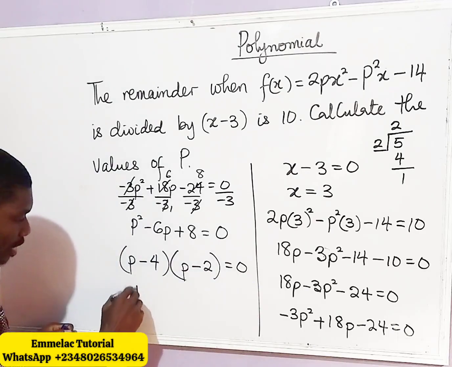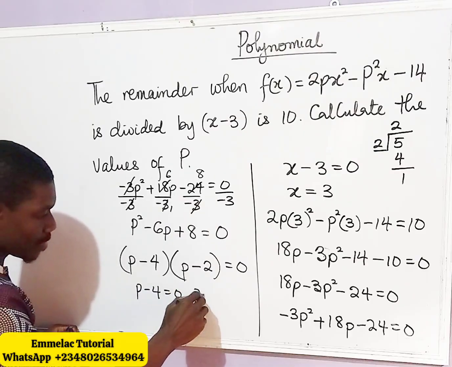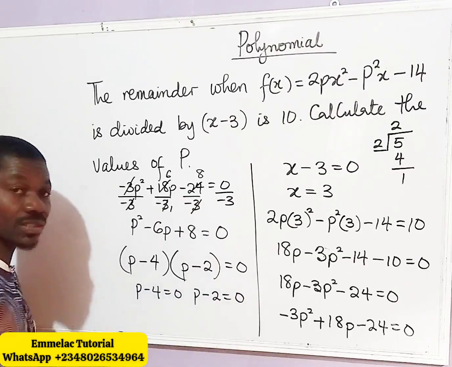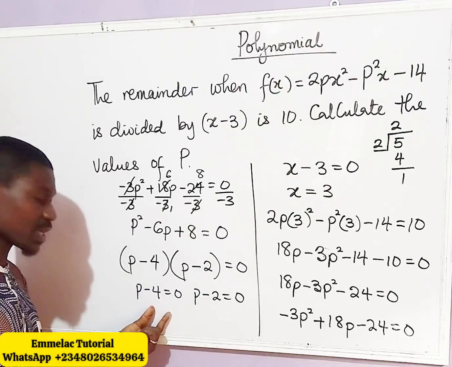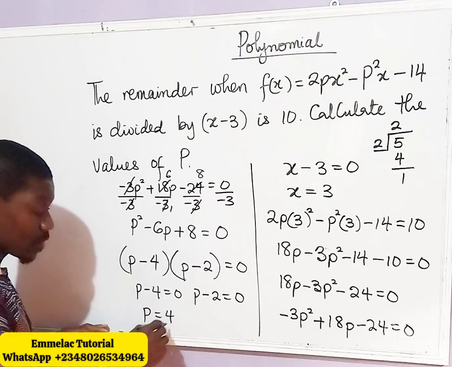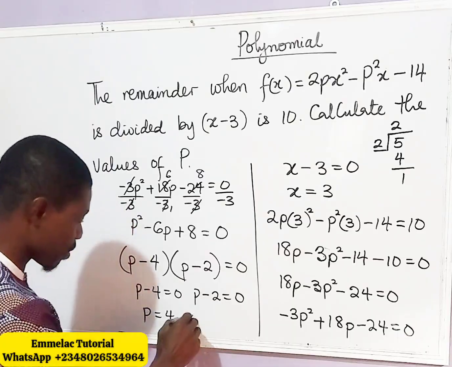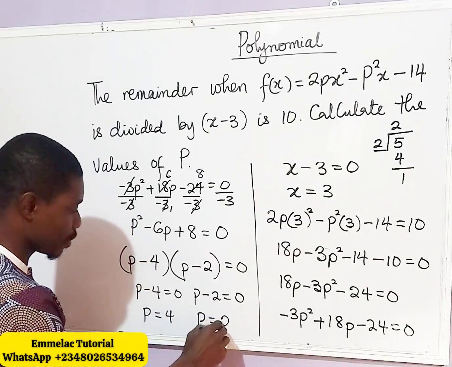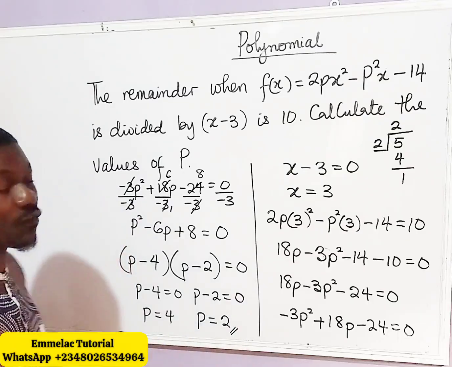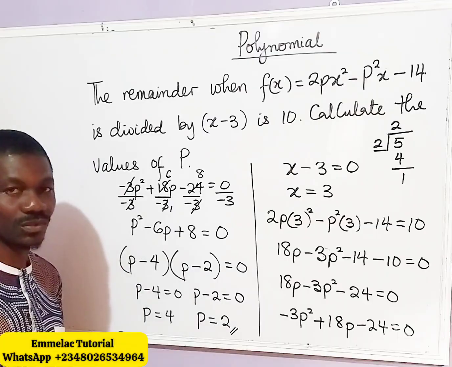So it means that these two terms now equal 0. So we say that p minus 4 should equal 0, and p minus 2 equals 0. When we add 4 to both sides of the equation here, we end up having that p equals 4, right? When we add 2 to both sides of the equation here, we end up having that p equals 2. So the values of p are 4 or 2.